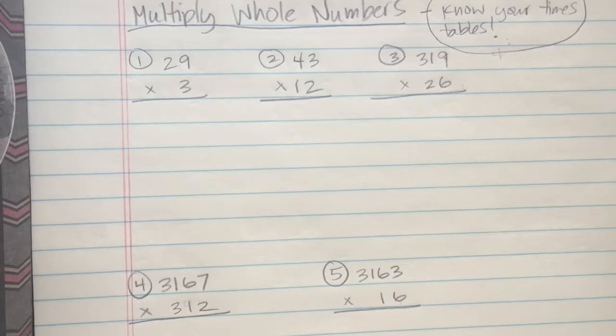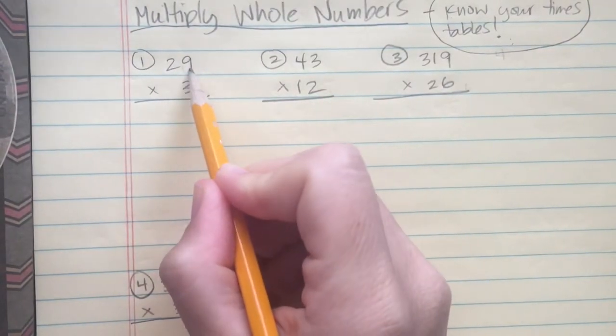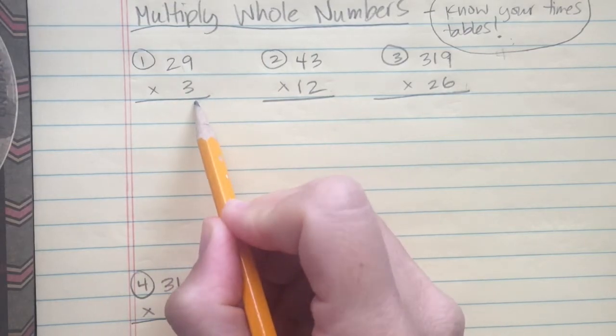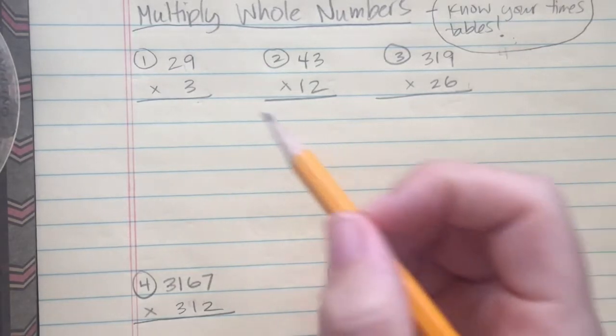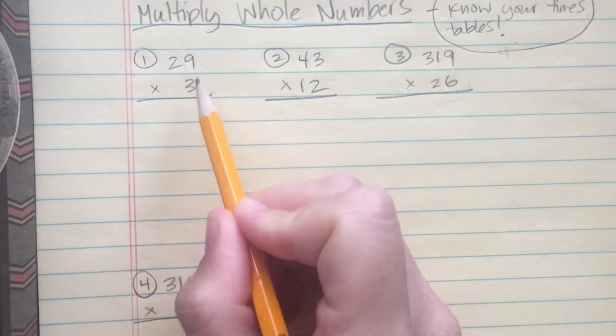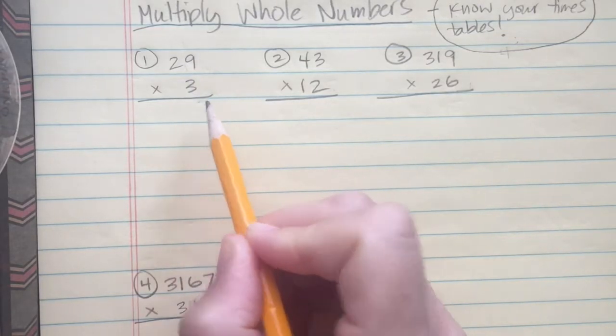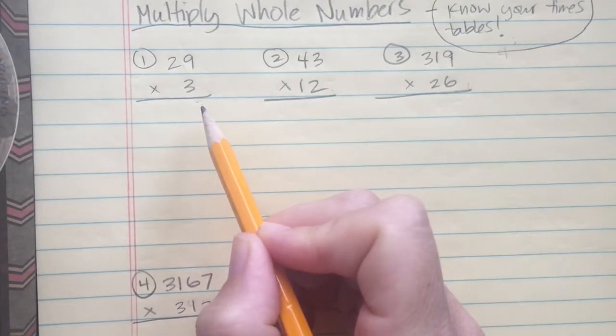All right, so let's start with 29 times 3. We are multiplying a 2-digit number by a 1-digit number. What I like to do, and you can do it your own way if you like, everybody was taught differently, is stack the number that has the most digits on top and the least on the bottom. But if you were taught a different way, by all means do the way that's easiest for you.